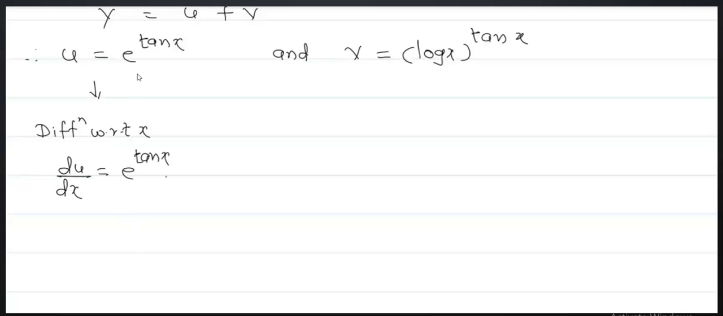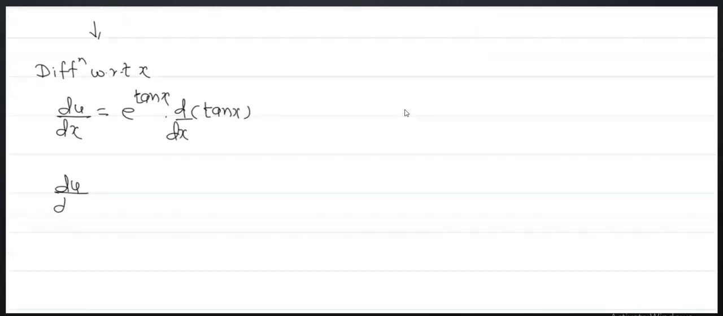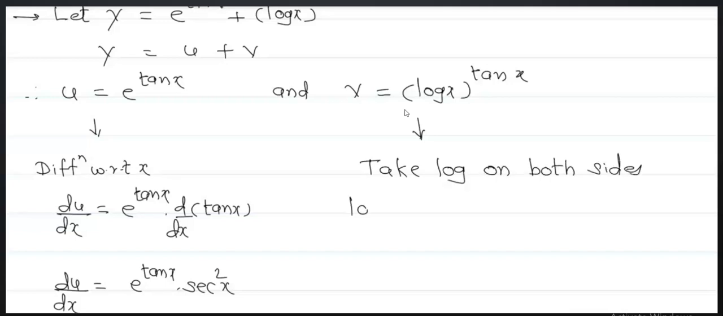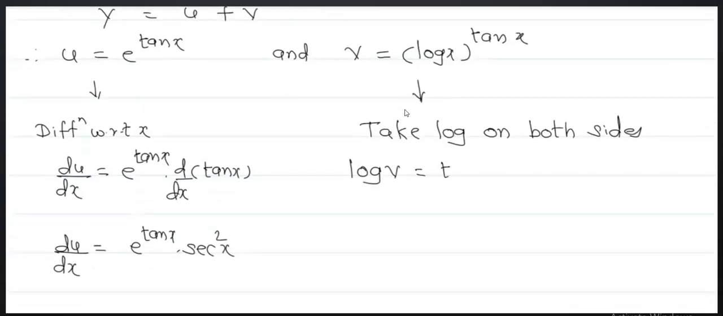Here do not require to take the log. Du by dx is equals to e raised to tan x into derivative of tan x is sec square x. That is e raised to tan x into sec square x. Now here we will take the log. That is log of v is equals to tan of x log of log x. Now here I am taking the double log.